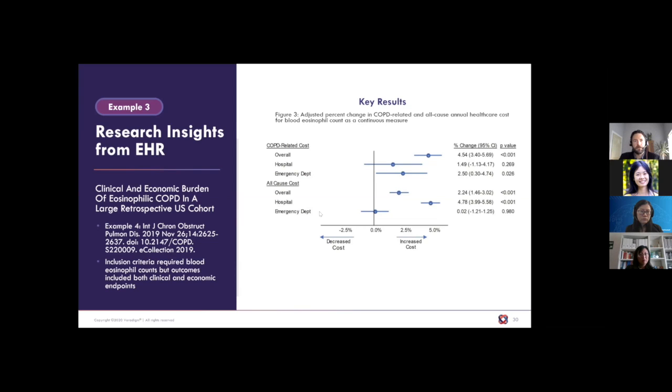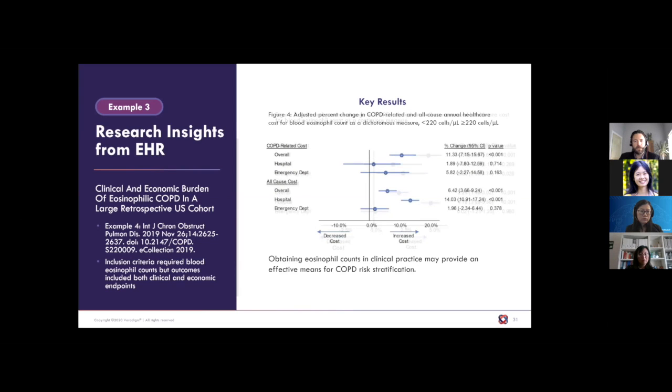And one luxury of having direct access to the data is we can control and evaluate different data formats. So in this case, we implemented it both as a continuous measure, but also as a dichotomous measure to see where the cut point for the meaningful change in healthcare resource utilization and costs was.